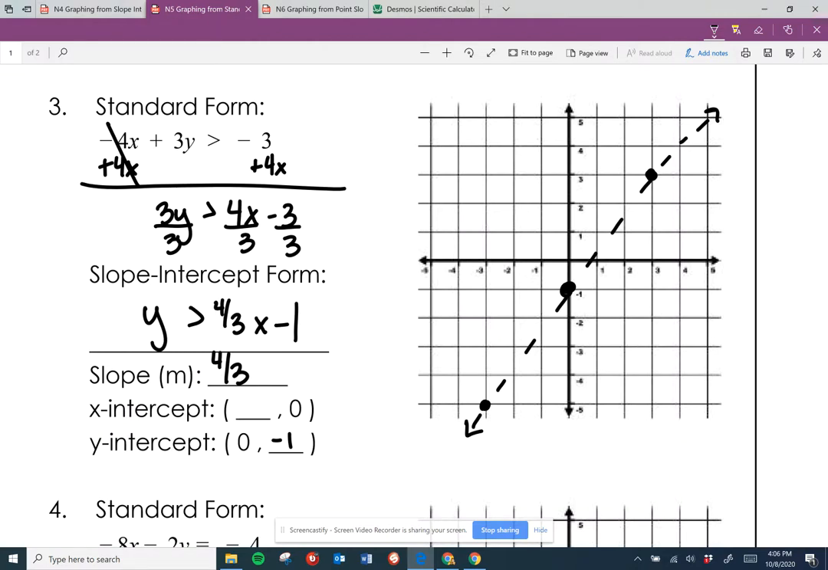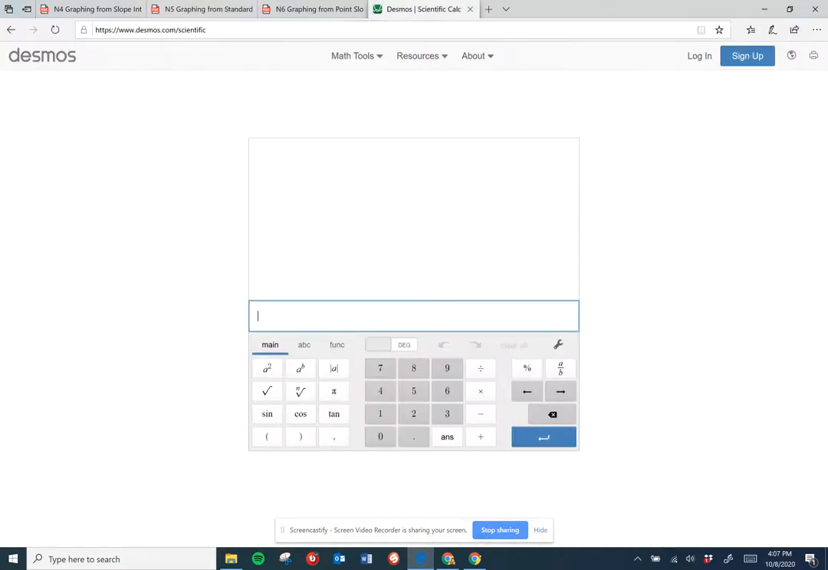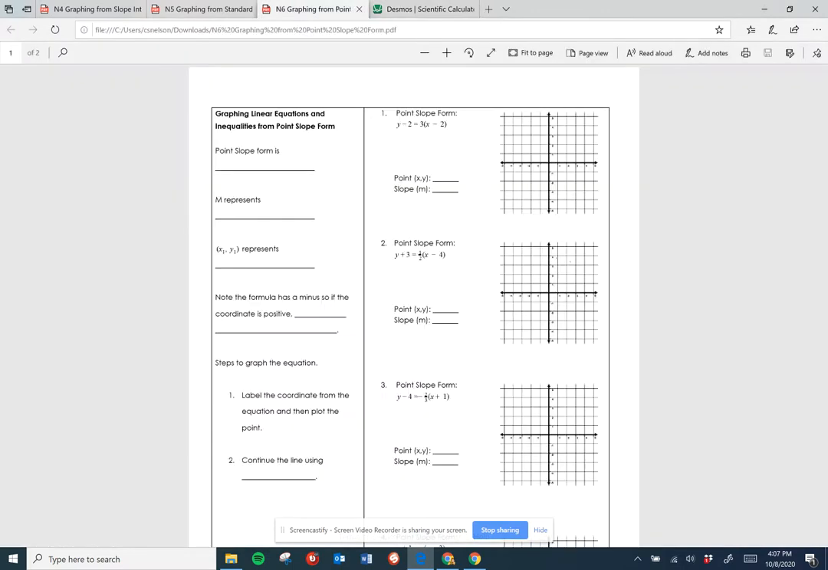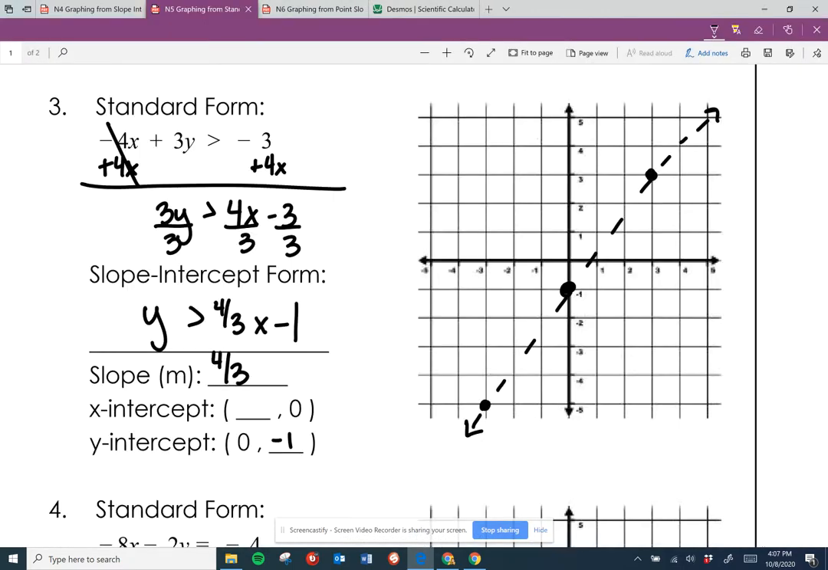So 0 is greater than or equal to 4x minus 1. And we're just going to want to solve that, okay? So instead of using our calculator, let's just go ahead and substitute it in. So you can see an example. 0 is greater than 4/3 x minus 1.